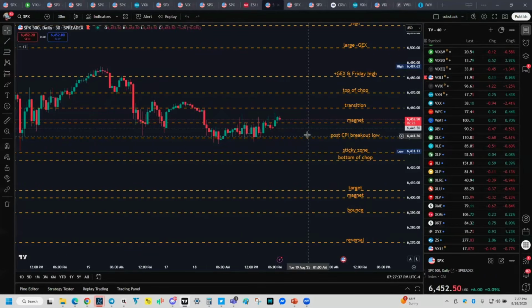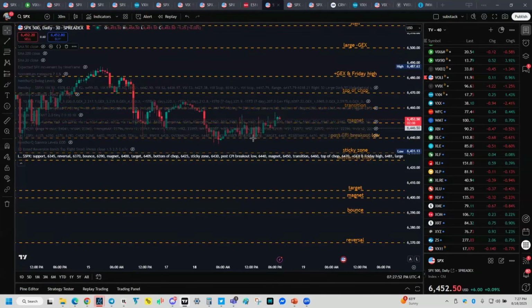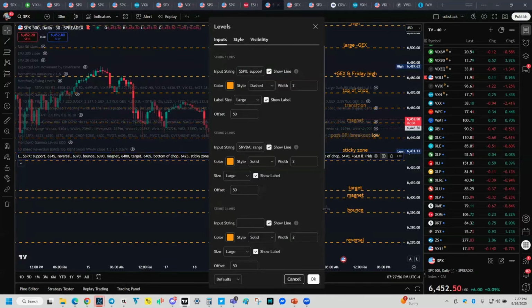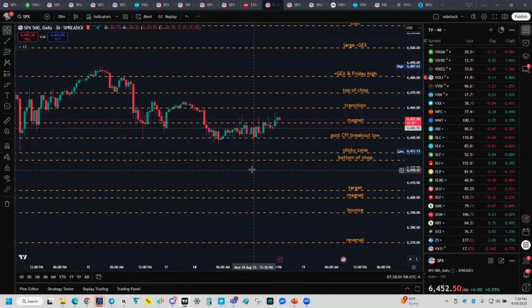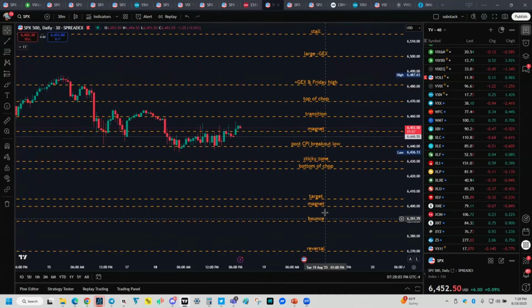So once I write up my plan, through the magic of AI I just say create a TradingView string, and I taught it how to do it. Somebody taught me how to teach it to do it. And I create a TradingView string, and whatever this indicator is, you copy and paste and you put it in there. And what I have on my TradingView string is all those levels that you saw mapped out.